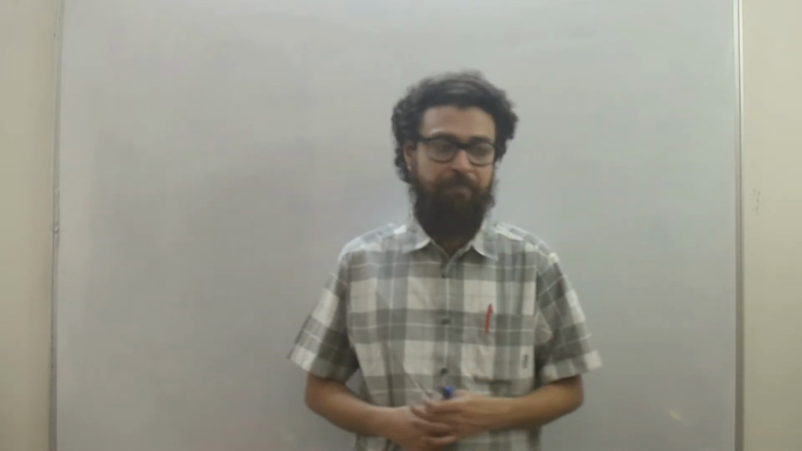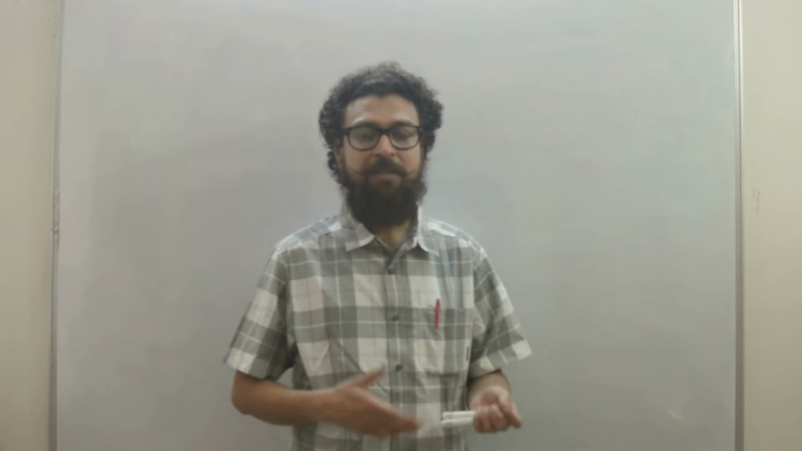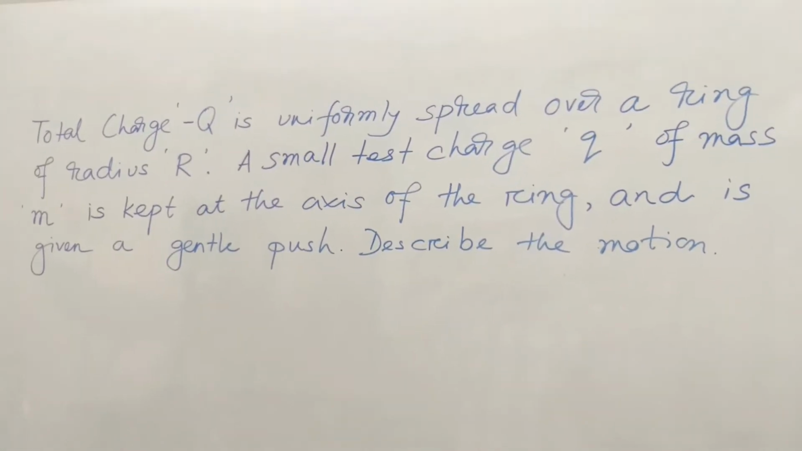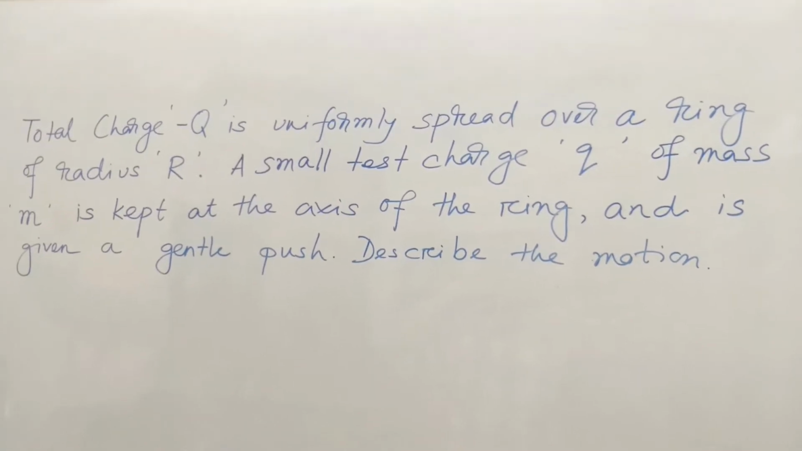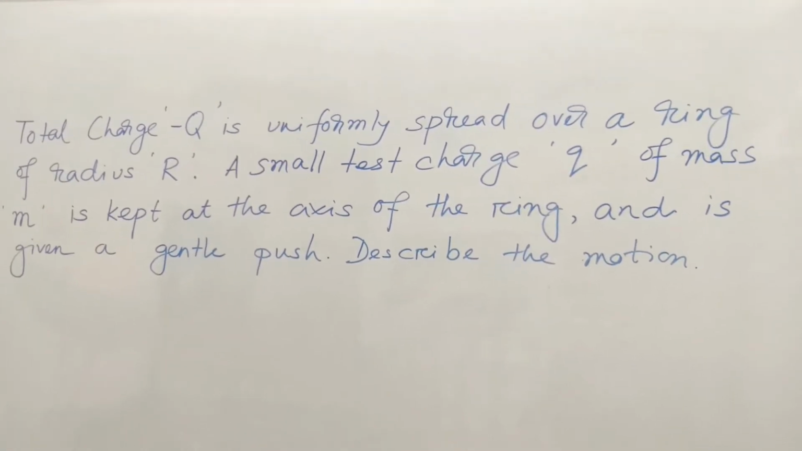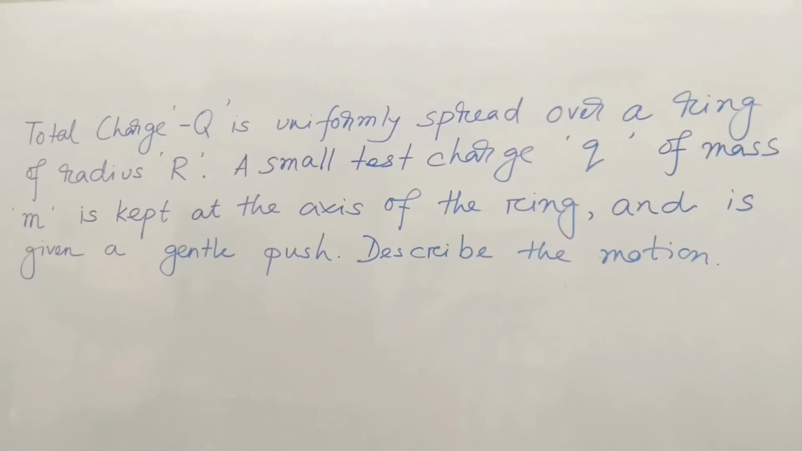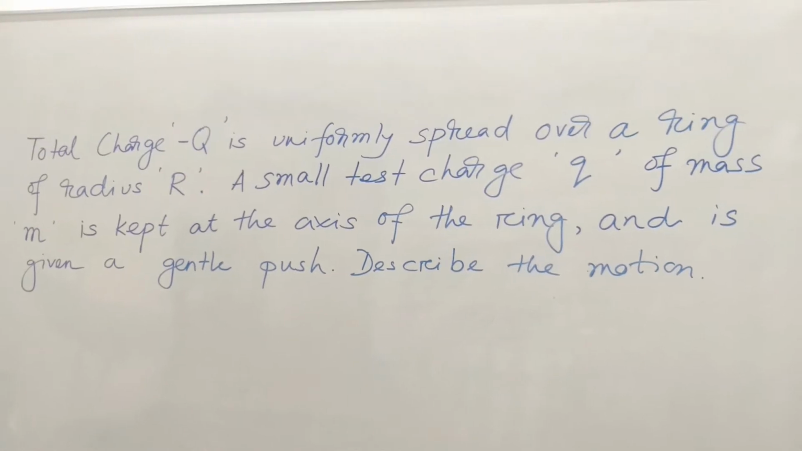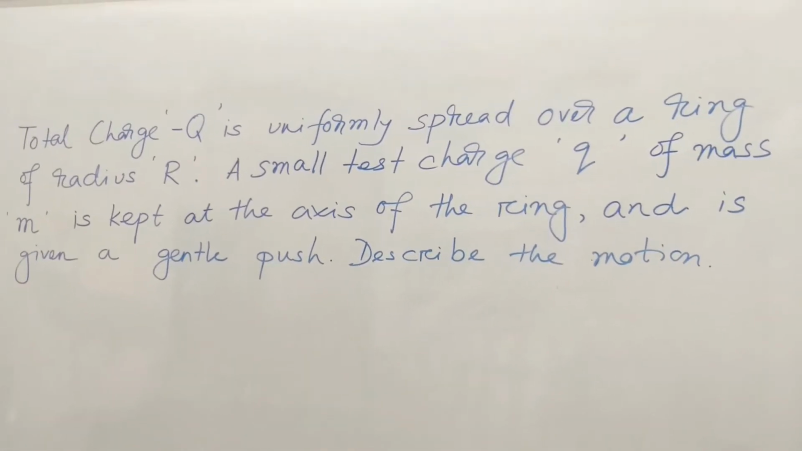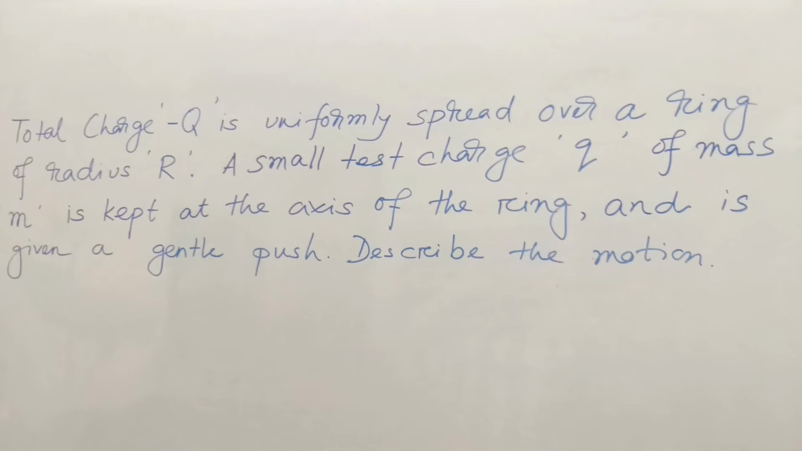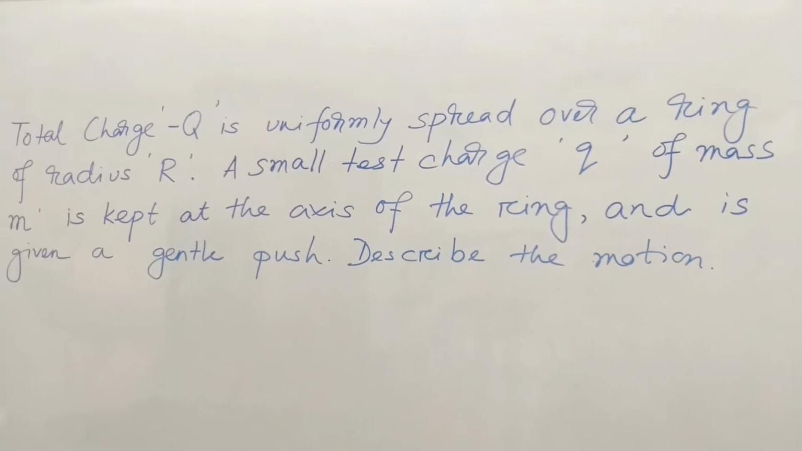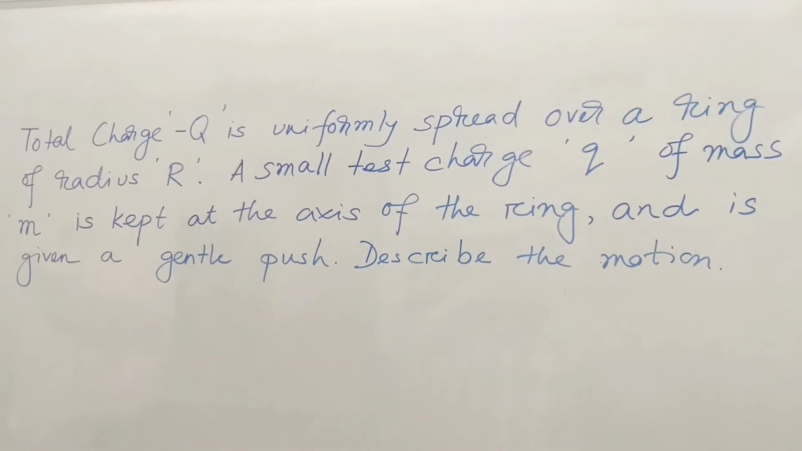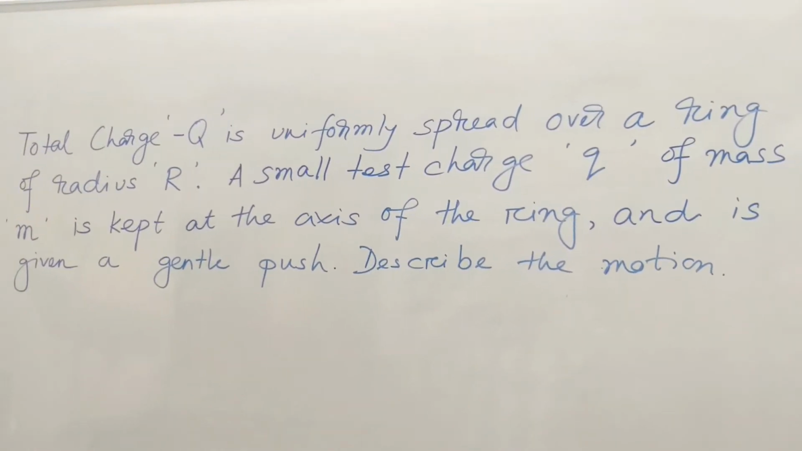Okay, so right now there will be a problem coming up and we'll be solving this. Best of luck. Now here is the problem. They have mentioned that a total charge of minus capital Q is uniformly spread over a ring of radius capital R. A small test charge small q of mass small m is kept on the axis of the ring and is given a gentle push. This is very important, this is interesting. We have given a gentle push to a test charge small q, which is resting on the axis of the ring, and we have to describe the motion.